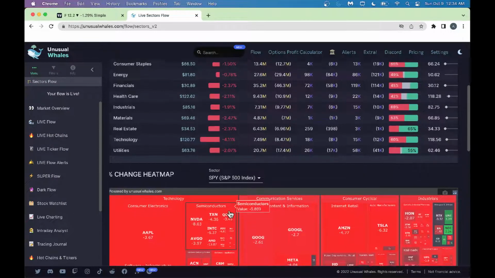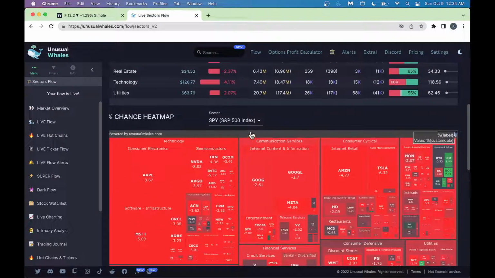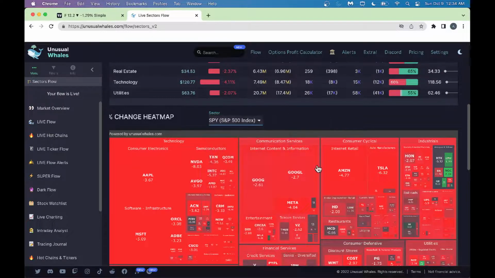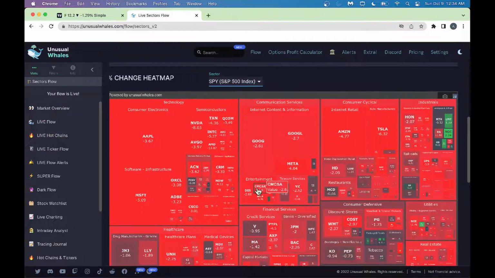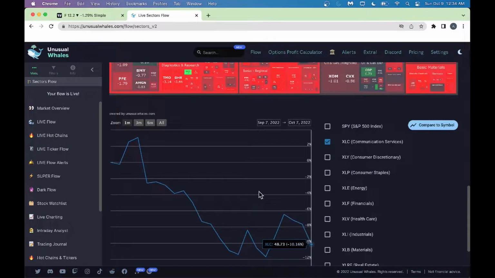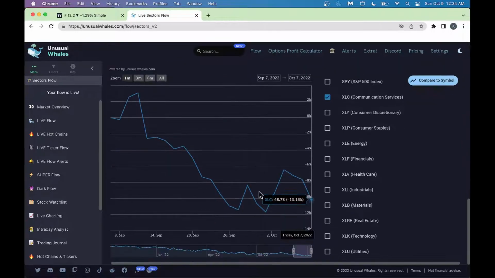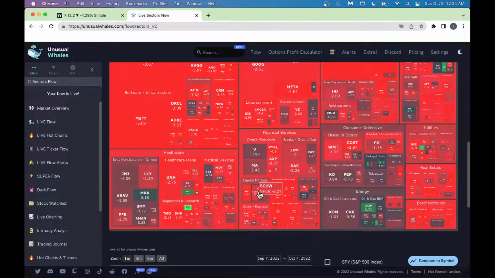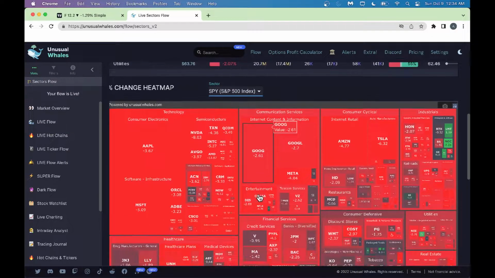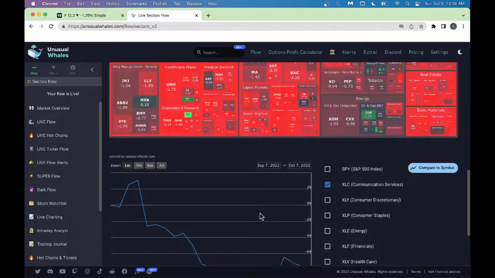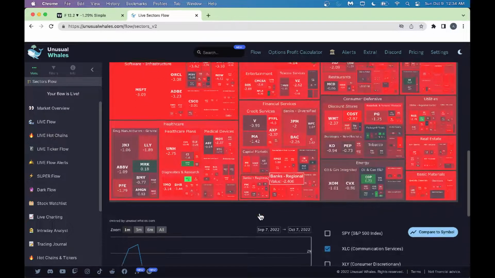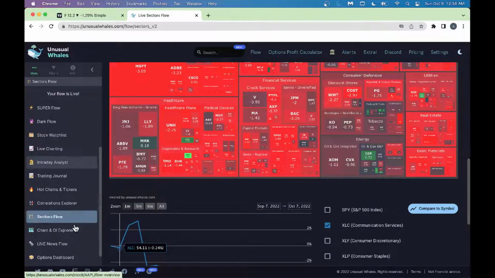And then there's a heat map. I love this heat map here. You could change the heat map, S&P 500 and various things here. Let's keep it S&P 500. Gives you a nice one-day heat map, as you can see here. And look, it has got more things going on here. This is the S&P 500 heat map at the top, and then you got some more details here. All right, that's about the heat map here.